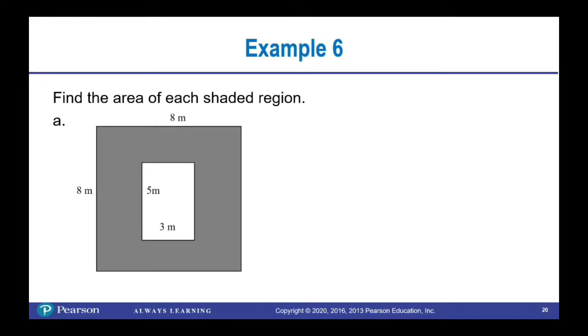Now look at example 6. Here we're asked to find the area of a shaded region. So we have a big rectangle, and then we're going to subtract out the area of the little rectangle. Now notice that I'm using capital letters to represent the length and the width of the big rectangle and lowercase letters to represent the length and the width of the little rectangle.